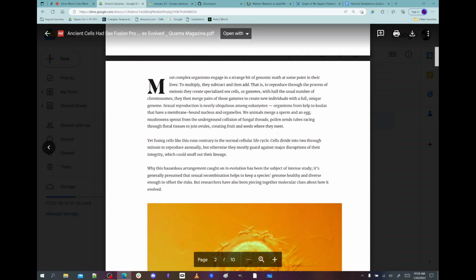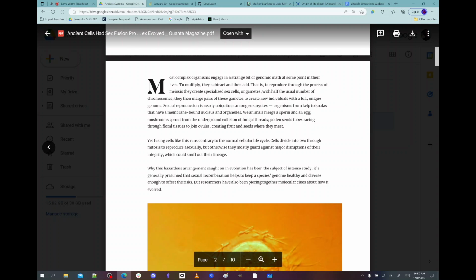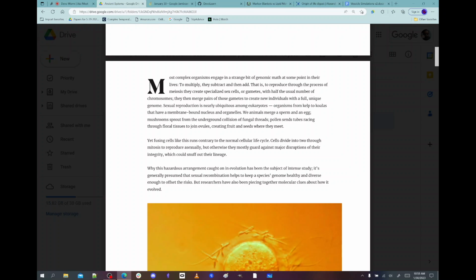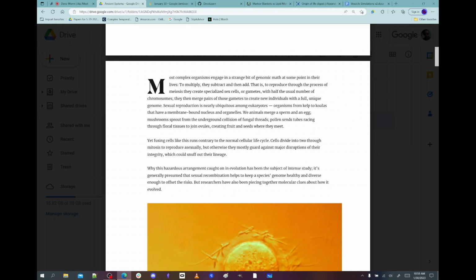Organisms from kelp to koalas have a membrane-bound nucleus and organelles. So the cell, of course, has a membrane. The nucleus is membrane bound, and within the cell we have organelles inside, such as mitochondria or chloroplasts, that perform specific functions. Chloroplasts are in plants, and mitochondria are in animals and plants. We animals merge a sperm and an egg. Mushrooms sprout from the underground collision of fungal threads, and pollen tubes race through floral tissues to join ovules, creating fruit and seeds when they meet.